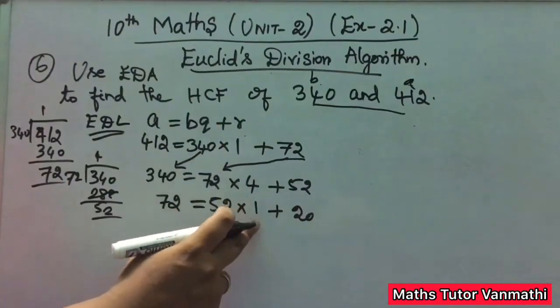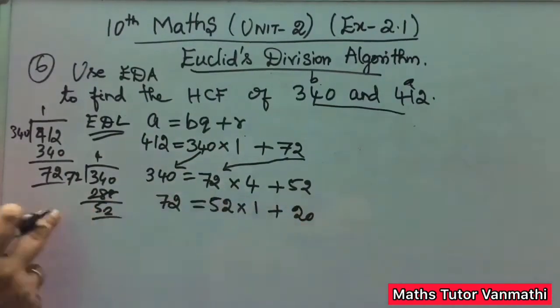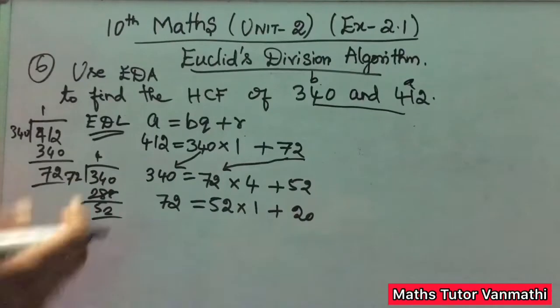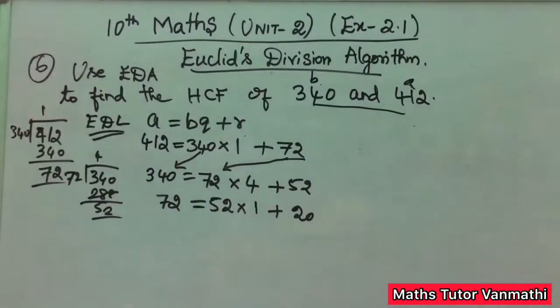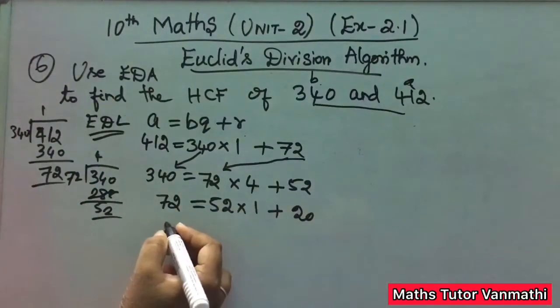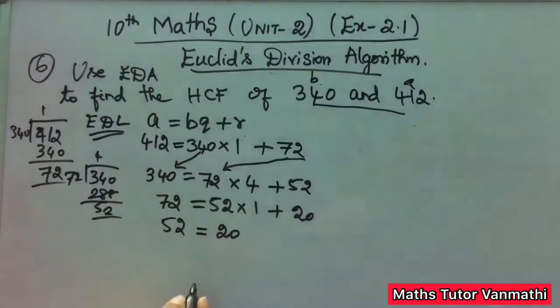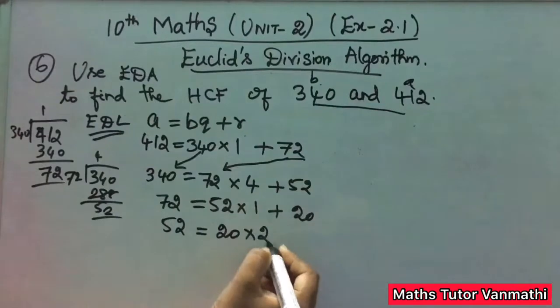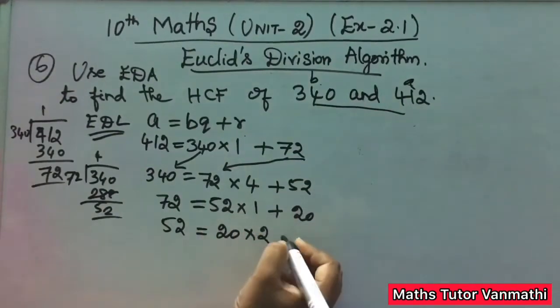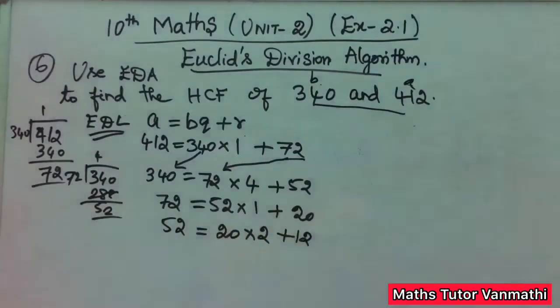72 by 52 gives quotient 1 and remainder 2. If you have doubt, you check by dividing the values. Next, again the process is repeating. 52 is equal to 20 into 2, which is 40. Okay, 40 plus 12 is your 52.